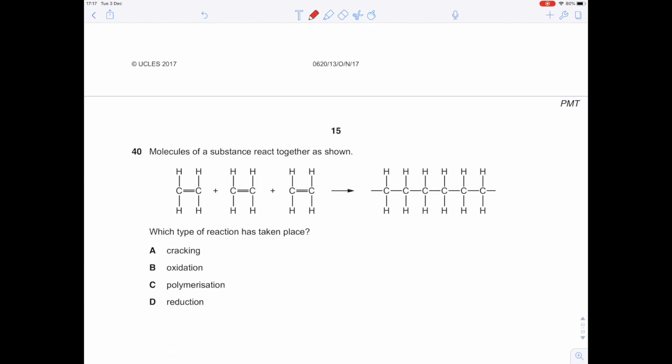Last up, molecules of a substance react together as shown. Now notice we've got 3 small molecules joining together to form a large molecule. So here's a monomer, 3 monomers of ethene forming together to form polyethene, which is a polymer, and therefore we have polymerization taking place, which is C.